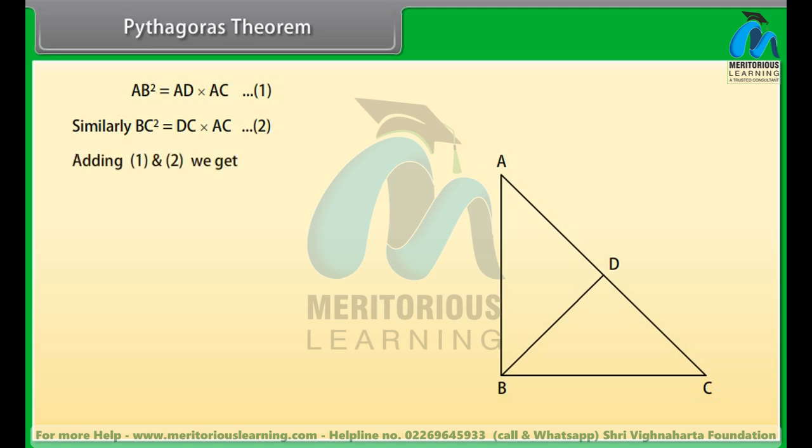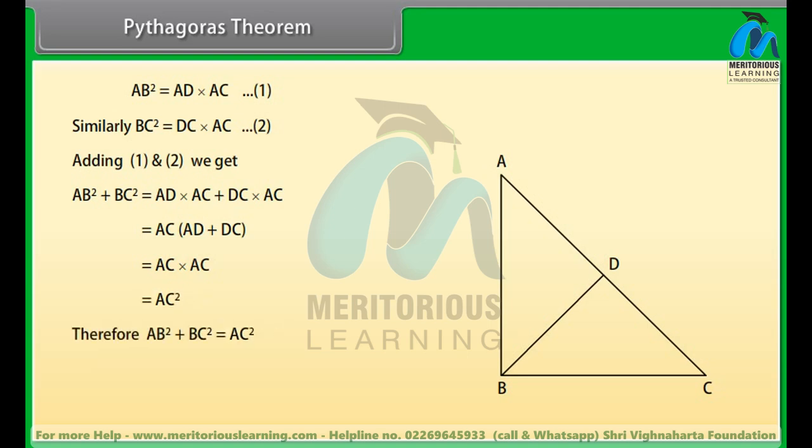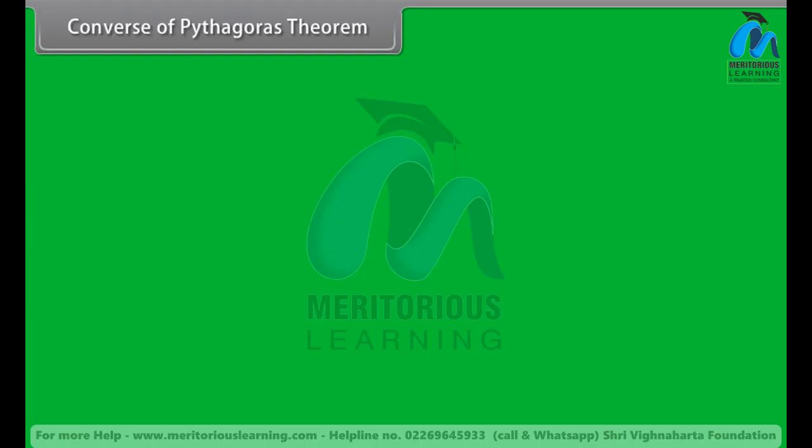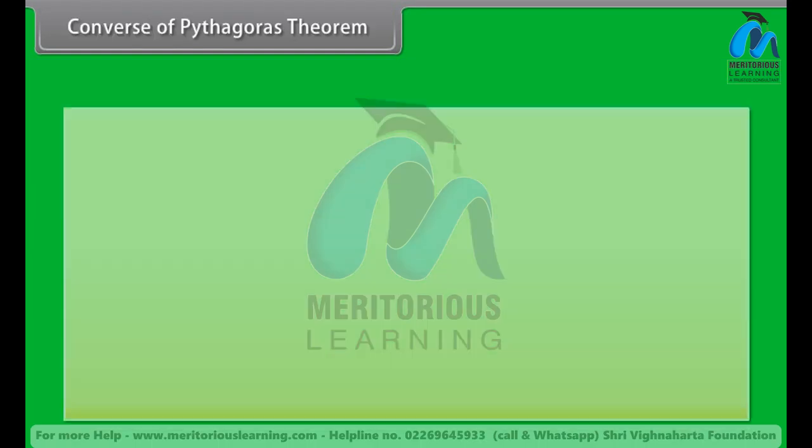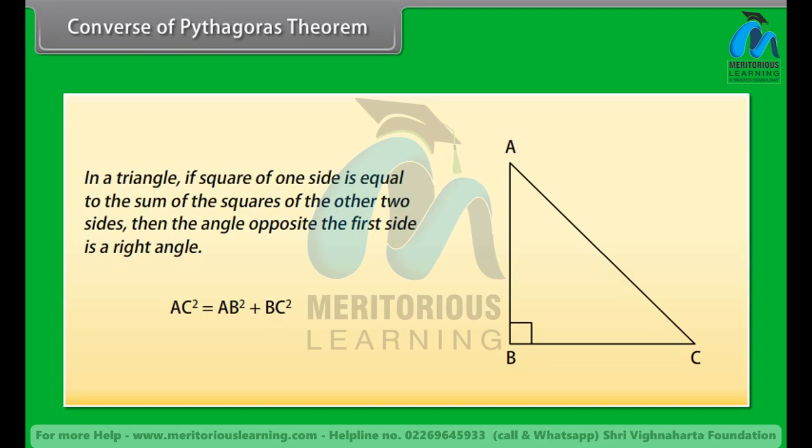By adding 1 and 2 we get AB square plus BC square equals AD into AC plus DC into AC, which equals AC into AD plus DC, AC into AC, AC square. Therefore, AB square plus BC square equals AC square. Hence proved. Converse of Pythagoras Theorem. In a triangle, if a square of one side is equal to the sum of the squares of the other two sides, then the angle opposite the first side is a right angle.